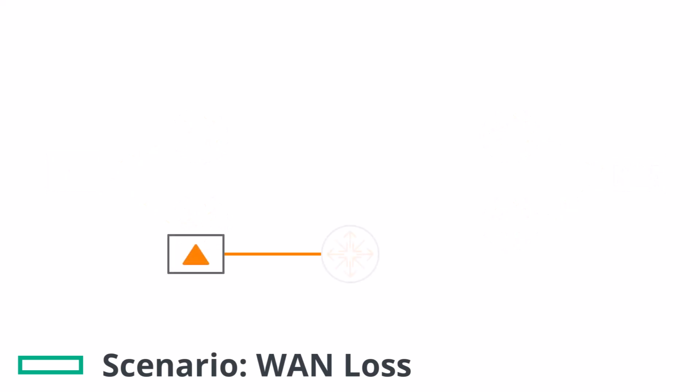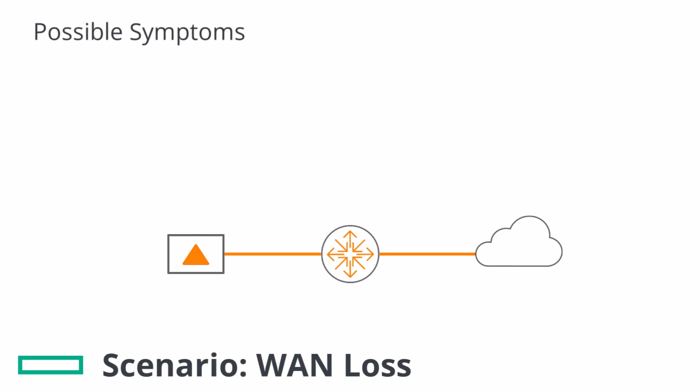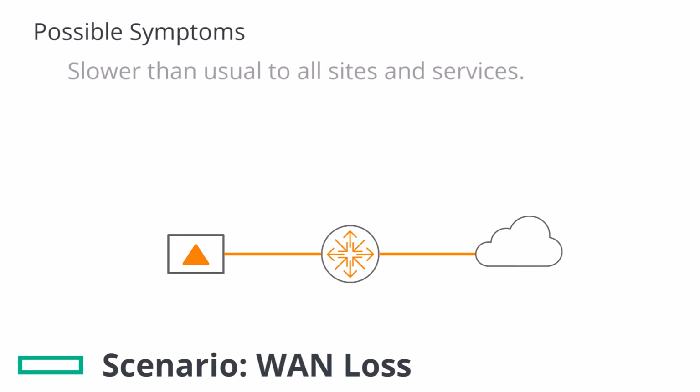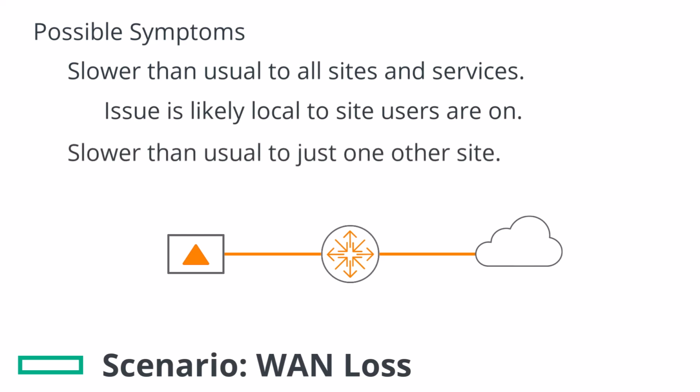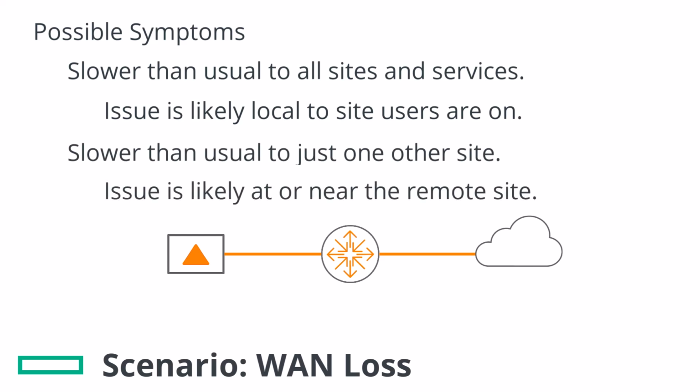Perhaps there is no other path available. Maybe this is a small branch site with just one WAN link. What will users report? Probably throughput slower than usual to all other sites and services, both internal and internet-based. With these symptoms, the issue is likely local to the site the users are on. However, if users report throughput slower than usual to a server at just one other site, the issue is more likely to be at that other site.